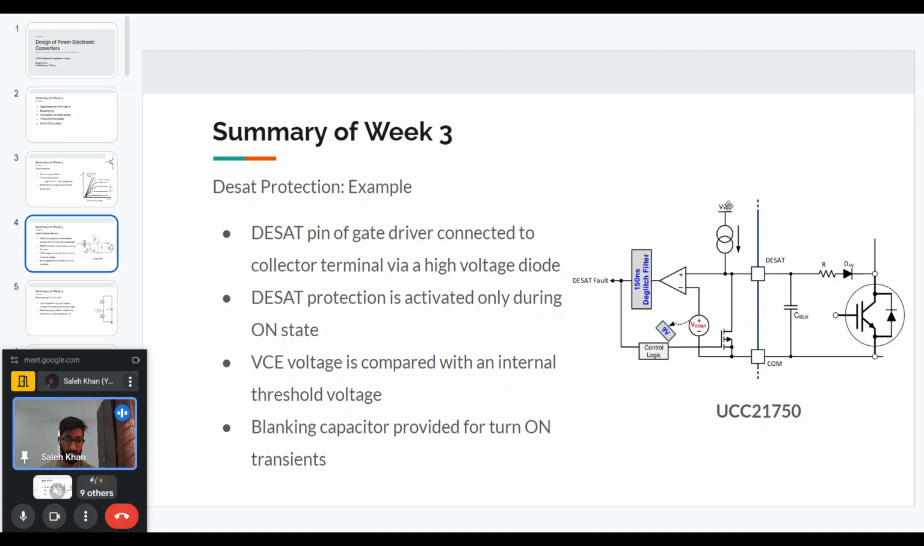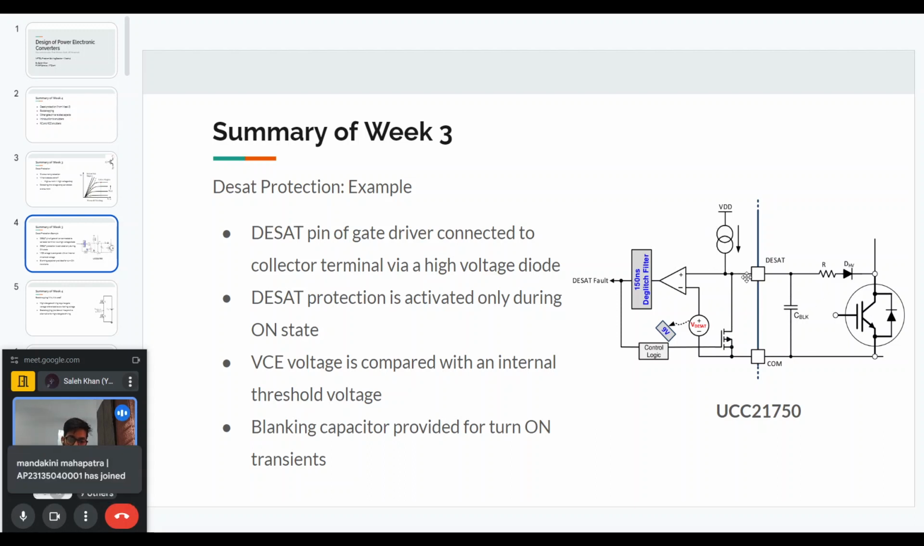The way it is done is we have a current source here which provides a constant current. Usually it is very small, in microamperes, hundreds of microamperes. This current is constantly pushed when the gate pulse to the device is high.